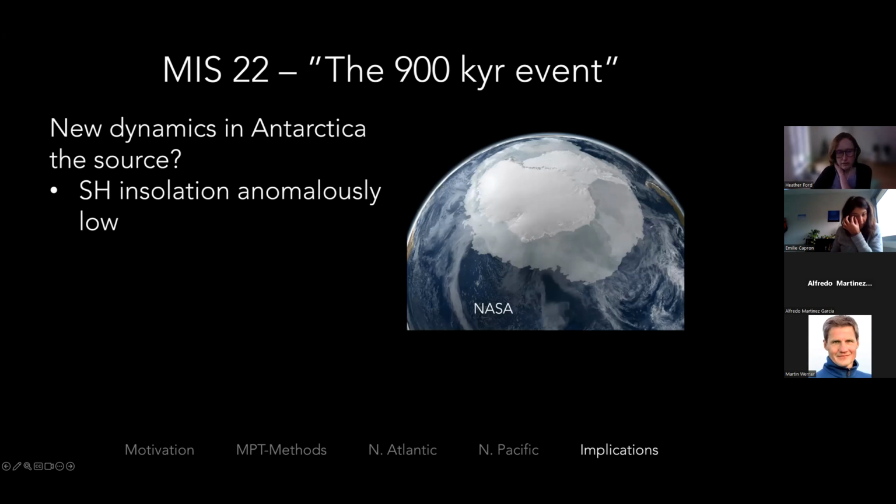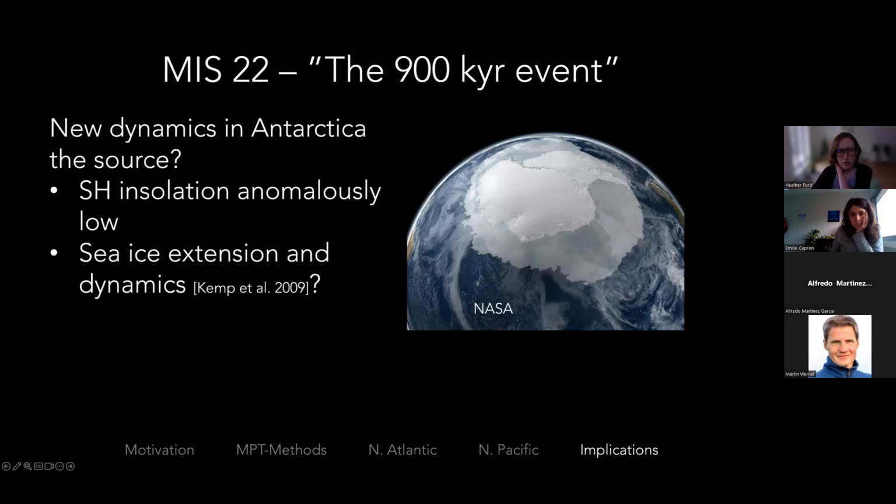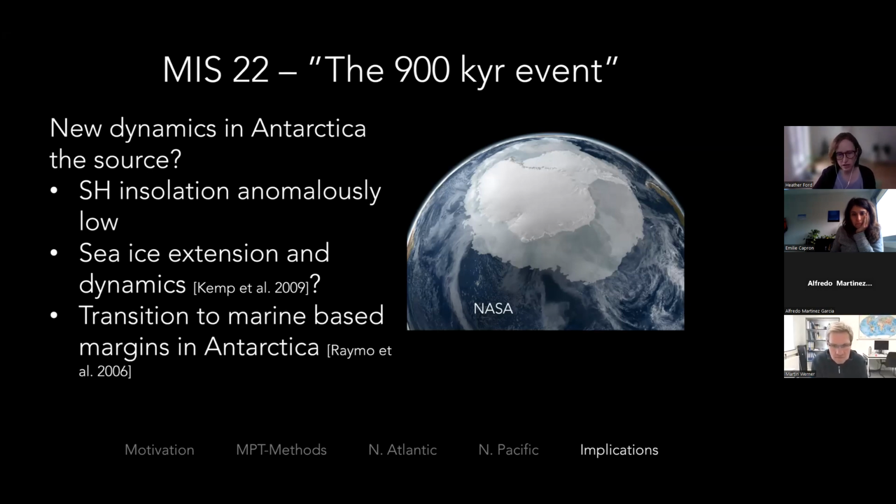So we know during this time that southern insolation was anomalously low. The sea ice extent was much more equatorward, and there seem to be changes in the ice sheet and sea ice dynamics during this time. And another idea that's been proposed by Maureen Raymo is that you transition from marine-based margins in Antarctica from continental margins before. And so you can imagine this change in Antarctica impacted these deep water formation areas, and that's why we're seeing these signals in these benthic records.